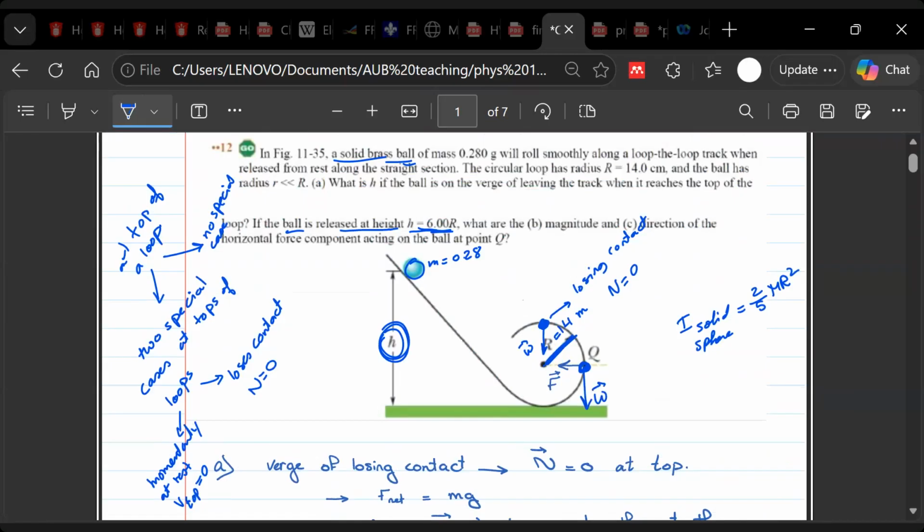Where is my surface? I'm interested in this point here at the edge. So this is my surface. The normal is normal, so it's going to be perpendicular. So it's going to be in this direction. It's not to the right, definitely, because the normal is exerted by the surface to support the objects.